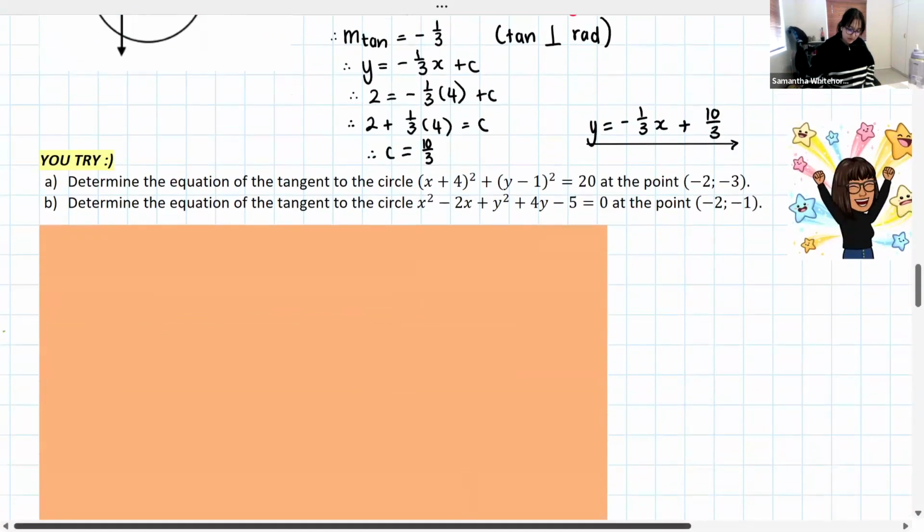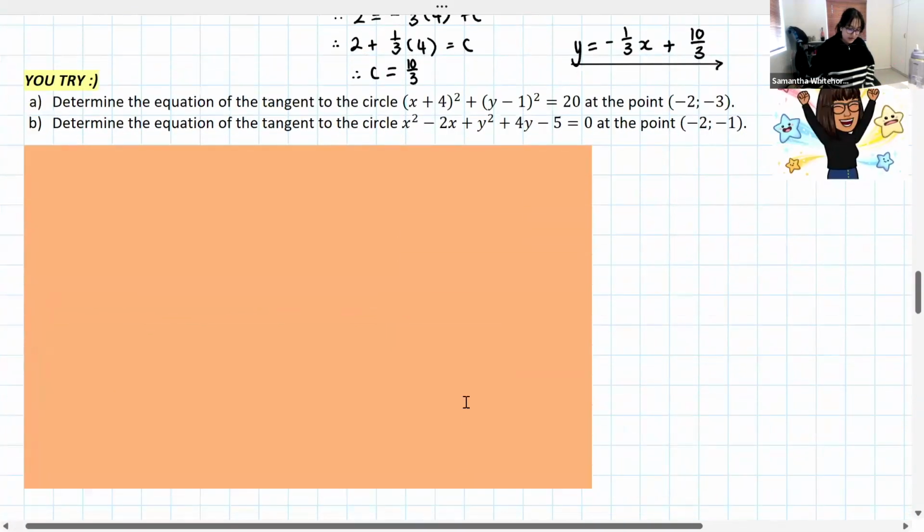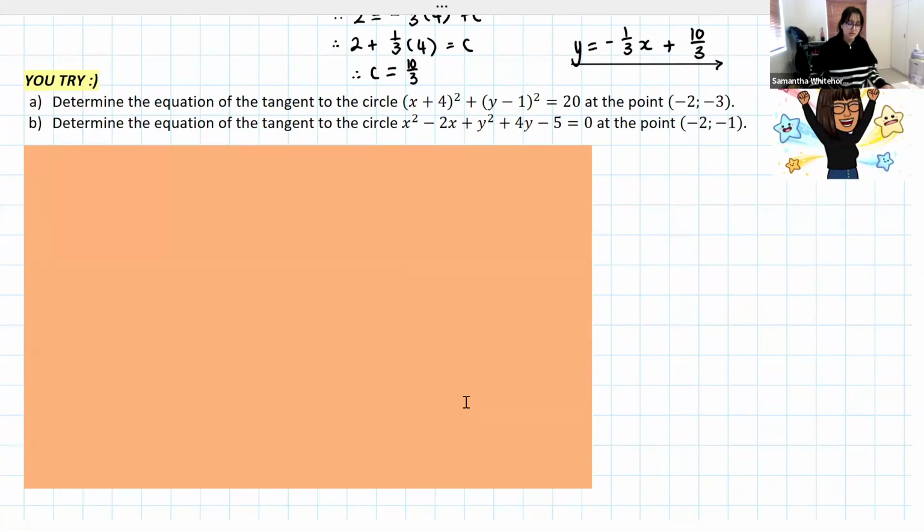All right, so this is what you're trying. Determine the equation of the tangent to the circle that is in nice center radius form at the point -2, -3. And determine the equation of the tangent to the circle x squared minus 2x plus y squared plus 4y minus 5 equals 0 at the point -2, -1. Cool. I'm going to give you 5 minutes. I'll check in after 5 minutes and see where you guys are at. If you need another minute or two, that's fine.